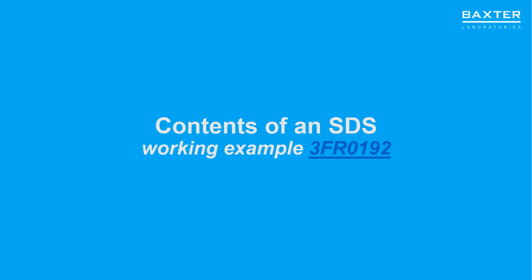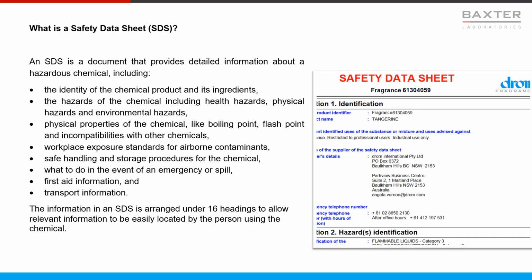We will now look at an SDS. The example used here is 3FR0192, which is tangerine fragrance. The reason this SDS was chosen is because the fragrance is classified as a dangerous good. So what is an SDS?